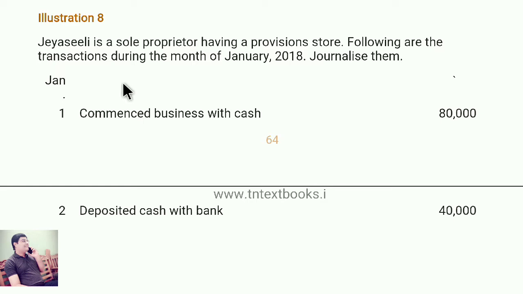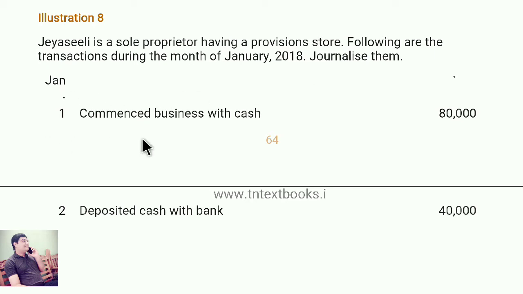Today we are going to discuss journal entry of class 11, illustration 8, page number 64. Jay Silly is a sole proprietor having a provision store. Following are the transactions during the month of January 2018. Journalize them. Journalize them means journal entry.